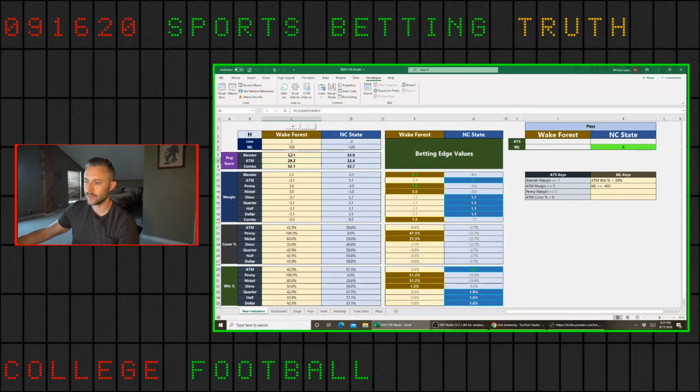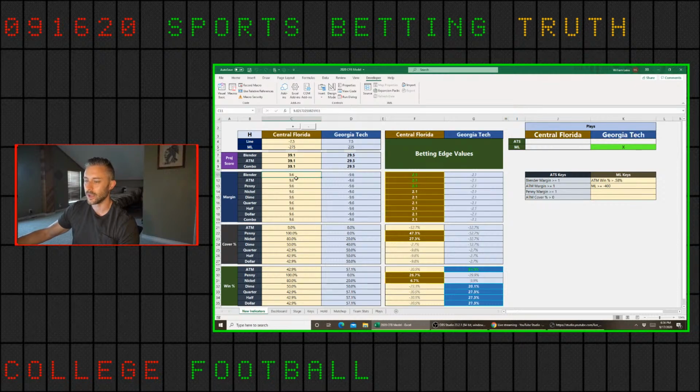All right, Wake Forest and NC State. Wake Forest has the advantage of playing last week, but NC State is the favorite here. My model actually doesn't have a play at ATS, but it does have a play on NC State money line at -125. I think that's fair. They beat the ATM by about 1% for the key there, so NC State on the money line will be a play.